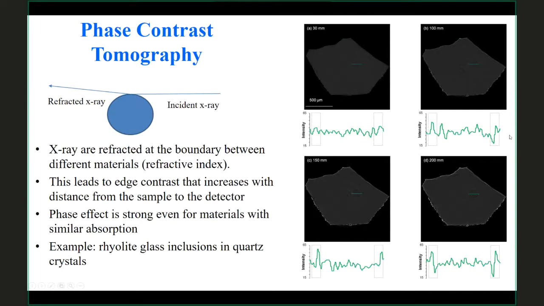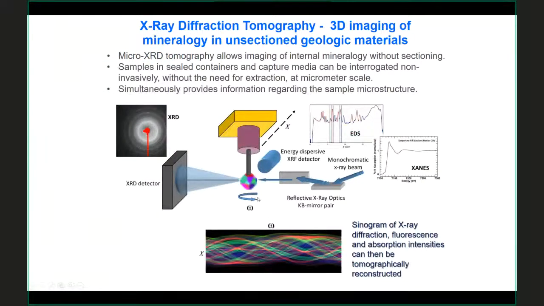These plots are the line profiles along that green line. And you see in the 200 millimeter one, this is the bright rim, and then there's a dark rim inside that. Basically, the X-rays are conserved. It's just that the X-rays that should have gone straight through here are missing because a lot of them got bent out of the image. So the bright rim is the ones that were bent out into the air or into the crystal in this case. And the dark rim, this dark area here, is where those photons are missing from. So that's phase contrast.